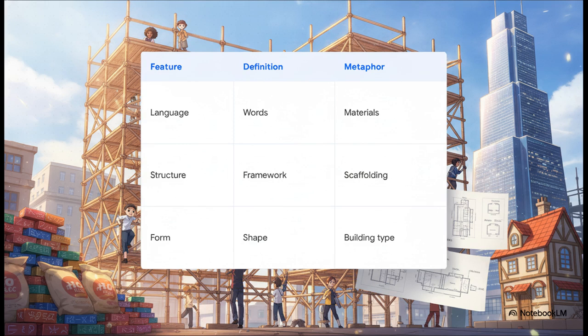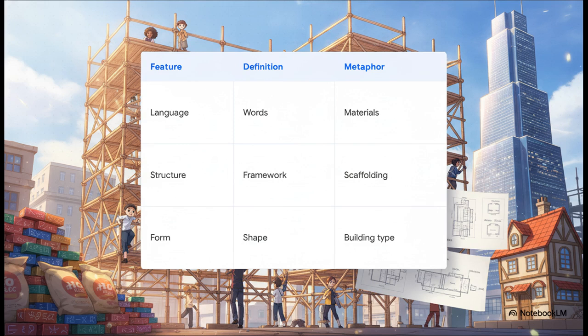Language, the specific words and phrases, well, those are your building materials. They're your bricks and cement. Structure is the framework holding it all together, sort of like the scaffolding that decides when you pause or speed up reading. And form? That's the overall shape, like whether you're looking at a towering skyscraper or a small house. In poetry, that means identifying if it's a sonnet, free verse, or maybe a dramatic monologue.